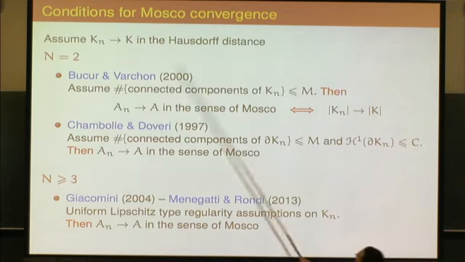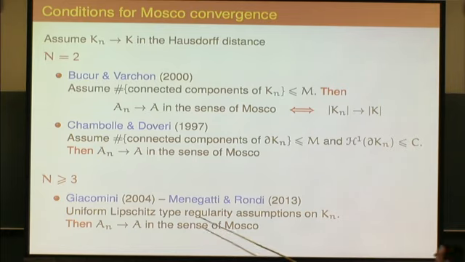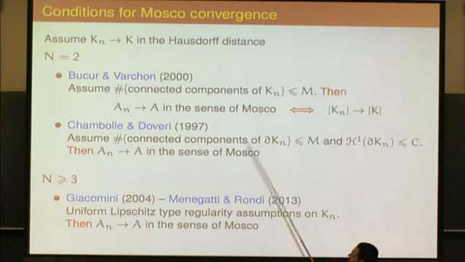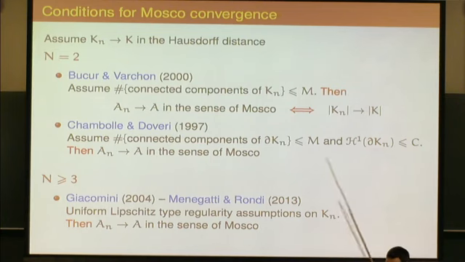In dimension 3, the situation is more complicated, and you need some regularity assumption. You don't have any regularity here. In dimension 3 you need something of this kind, and usually this is a kind of Lipschitz type regularity assumption. There has been a result by Giacomini and one by myself and Menegatti, which are pretty much similar, where Giacomini's result is slightly more general in one sense, ours is more general in another sense, but more or less the Lipschitz condition is the same.